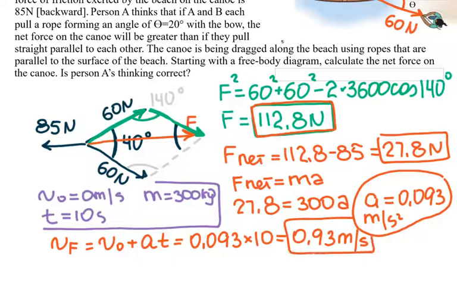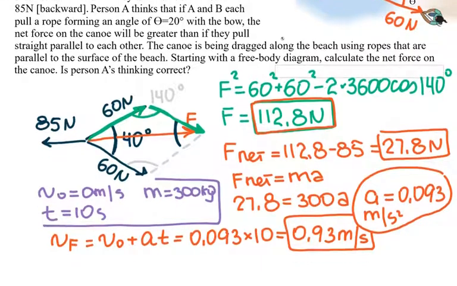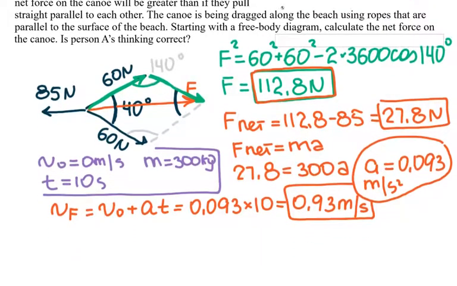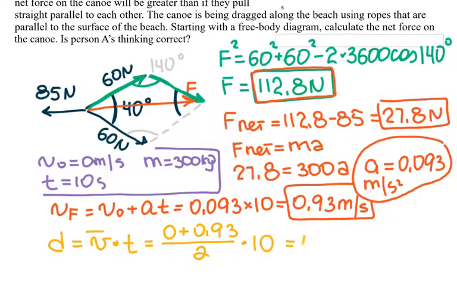And then there is the third question that is asking you how far did the canoe move into the shore in these 10 seconds. So we did the second question right now, and let's look at the third one. So they ask you the distance it moved over these 10 seconds. It's the average velocity times the time. Initial velocity is 0, final velocity is 0.93, divide by 2, and the time is 10 seconds. So that looks like it's going to be 4.65 meters.